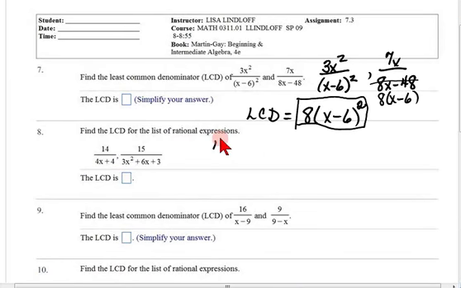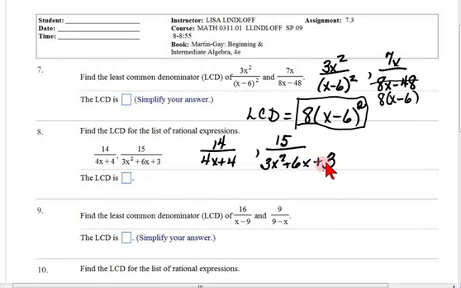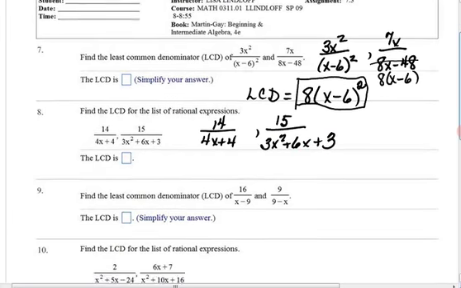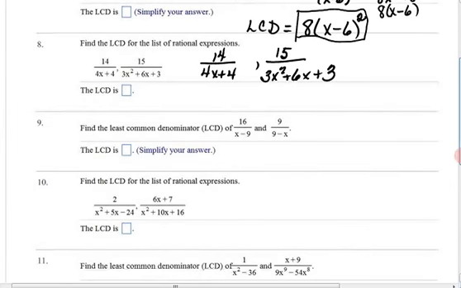I have 14 over 4x plus 4, and I have 15 over 3x squared plus 6x plus 3. If I'm going to try to figure out the common denominator, then I'm going to need to know the factors of each of those. Can you help me factor the first one? Do you agree the 4 is a common factor? And that will leave me with x plus 1.